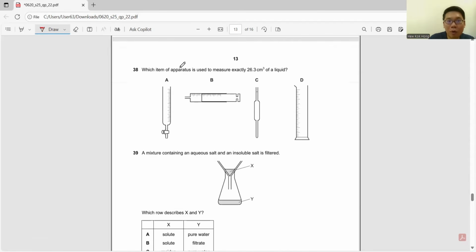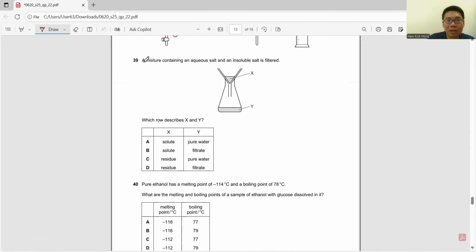38. Which item of apparatus is used to measure exactly this amount of liquid? Cannot use a pipette. A pipette is a fixed volume. Cannot have this 0.3. To be accurate, we use this. Burette is the best. 39. A mixture containing an aqueous salt and an insoluble salt is filtered. Which row describes X and Y? X is the residue. Y is the filtrate because it contains the aqueous salts. Cannot say it's pure water.